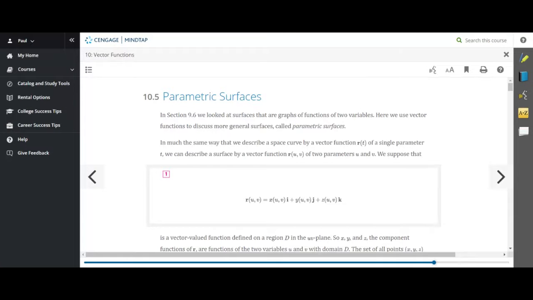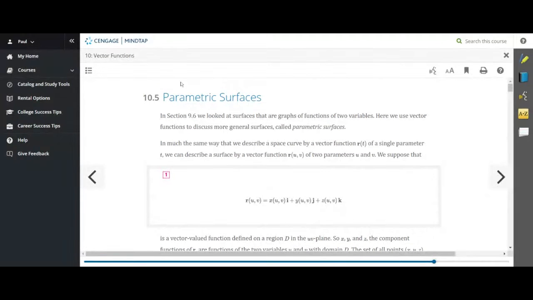All right, so we move on now into section 10.5, parametric surfaces. And the book says it very well, the way it states. Let me just find the book here. I have a few too many windows open. There it is. Okay.